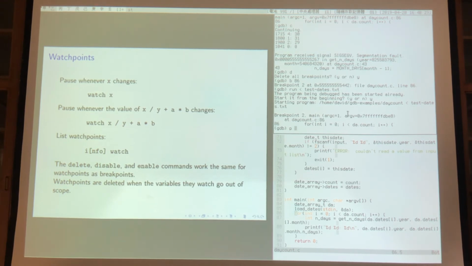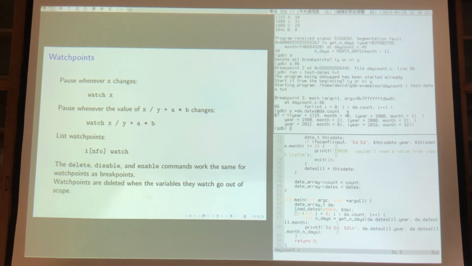Okay, so right here, once again, we can print out the dates just to assure everyone that they're all right. They haven't been modified yet. And now let's watch a specific date that we've seen change as a result of the bug. So I'm going to type watch da.dates, and then let's see, 0, 1, 2, 3.